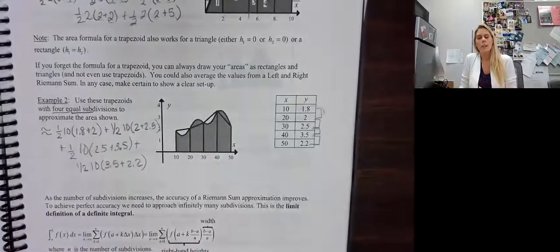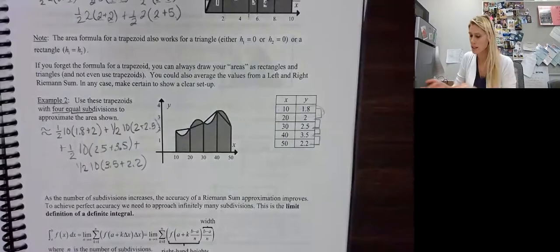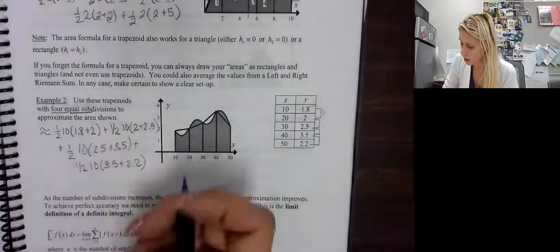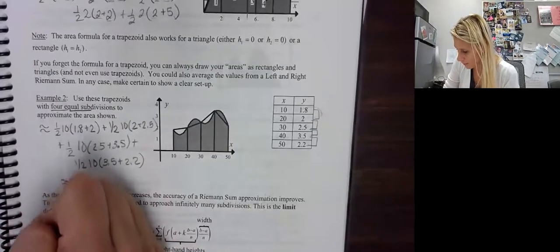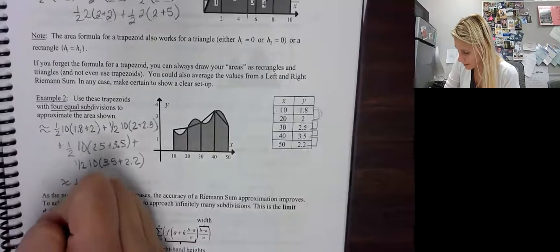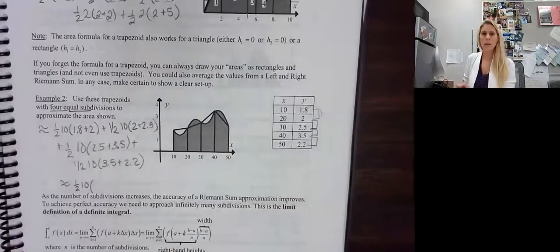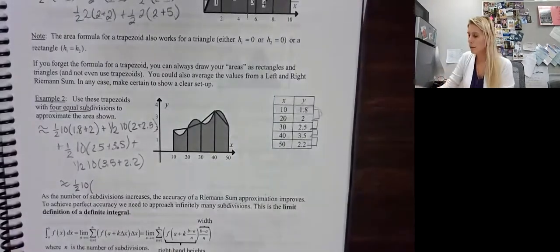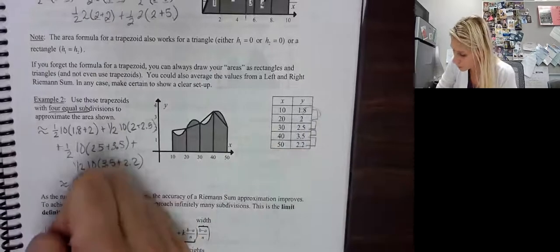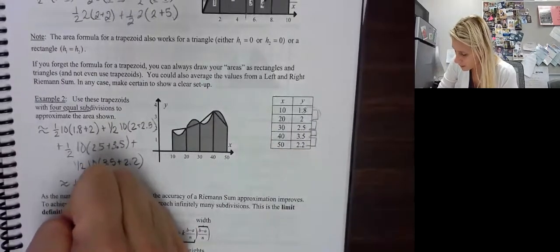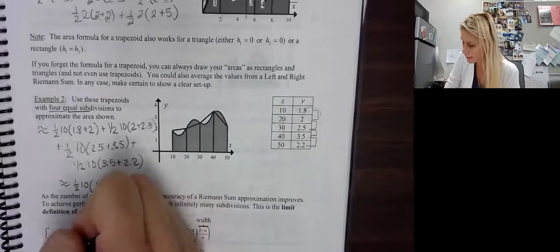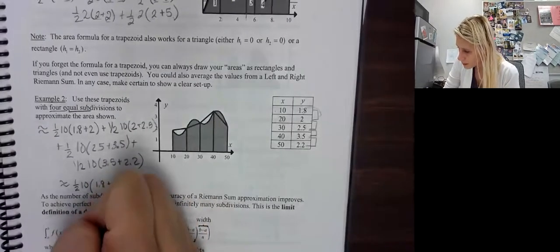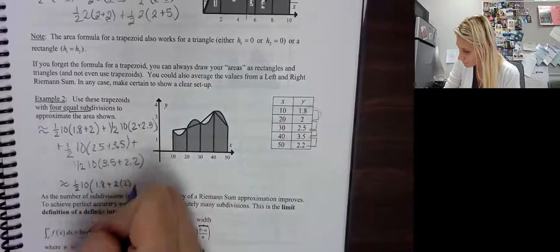Okay, here's a trick that we can do. When you have equal widths, as you can see, we're all repeating 1/2 and 10, right? Because that's our width. Now, if you look, the first height we only use that once, but every height after that, excluding the last one, we use it twice.